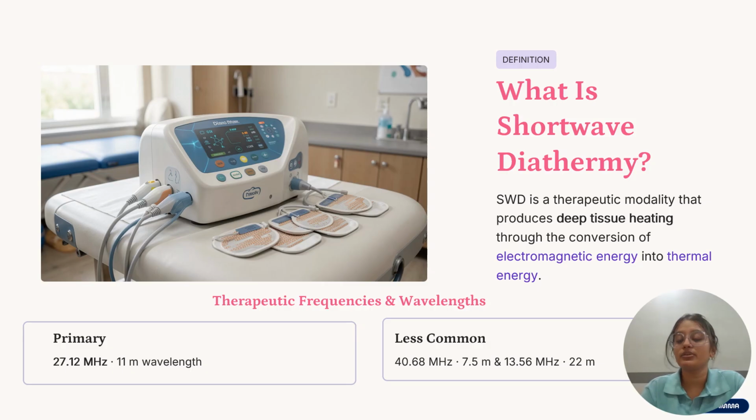Now, therapeutic frequencies and wavelengths. The common one is 27.12 megahertz with 11 meter wavelength, and the less common ones are 40.68 megahertz with 7.5 meter wavelength and 13.56 megahertz with 22 meter wavelength.